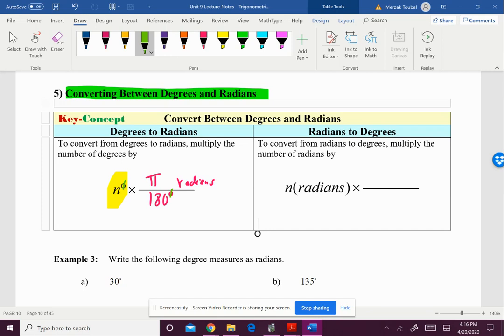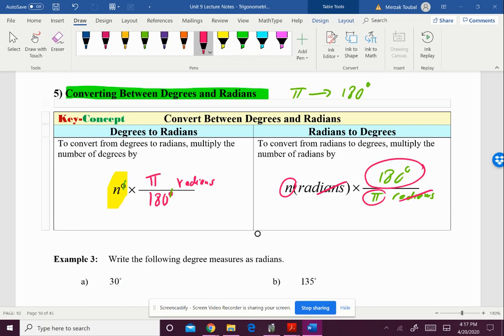Now, if you convert from radians to degrees, the idea is the same. We're going to use the relationship that pi is equivalent to 180 degrees. But this time, we need to put pi radian on the bottom and degrees on top, because we want to keep the degrees. So radians cancel. And what's left? n times 180 divided by pi. Whatever you get, that's your measure in degrees.